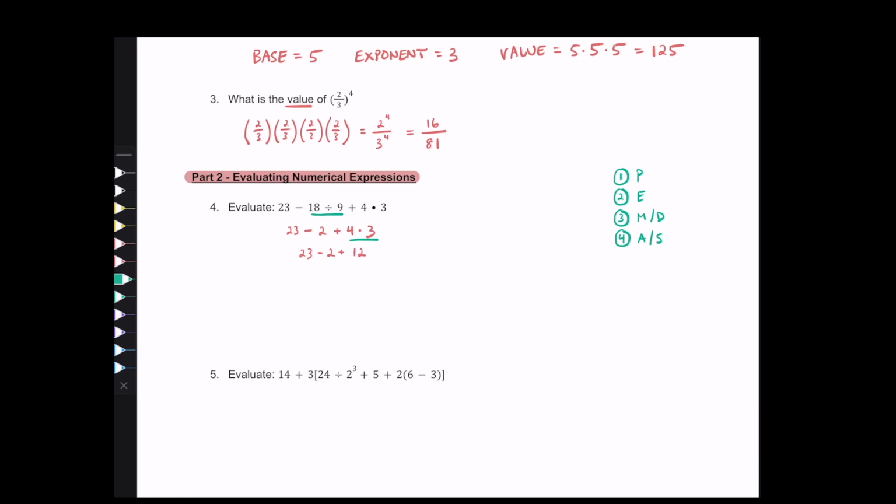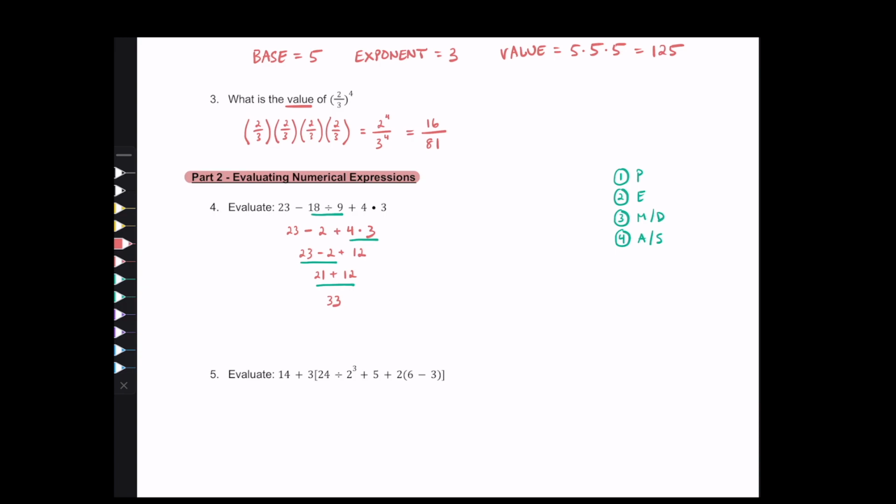We have addition and subtraction here. Make sure we do subtraction first because they're equally important, so we go left to right. 23 minus 2 is 21. So we have 21 plus 12. And then finally, we have one operation left here. So 21 plus 12 is going to equal 33. So that would be the answer right over here.